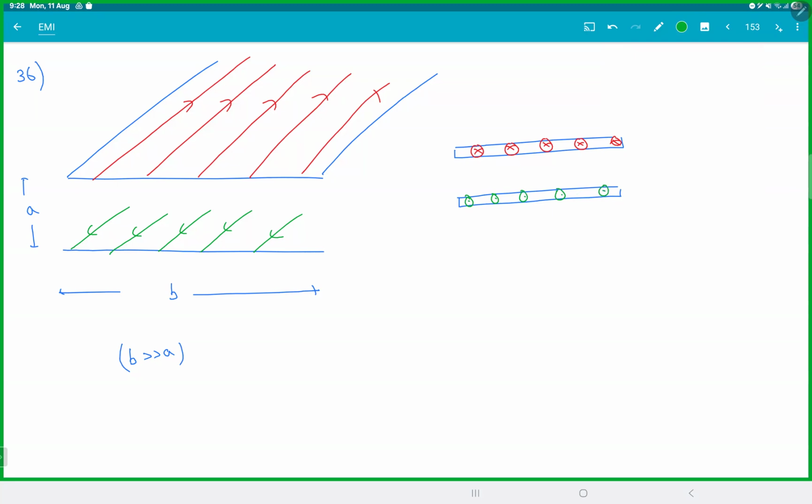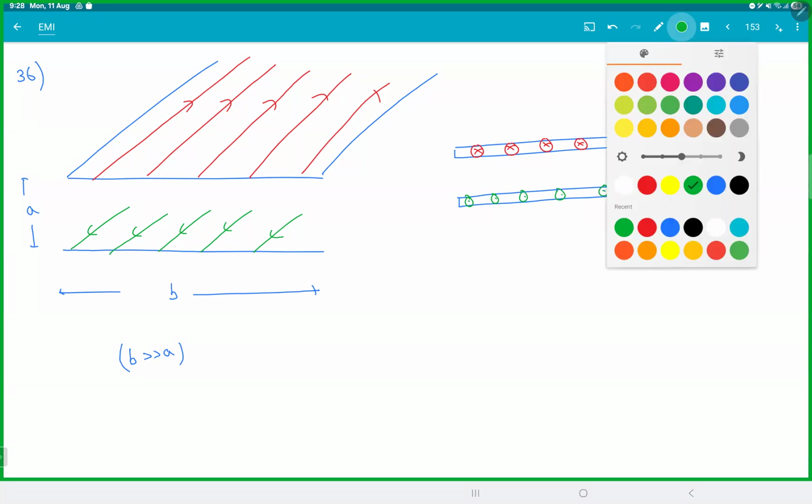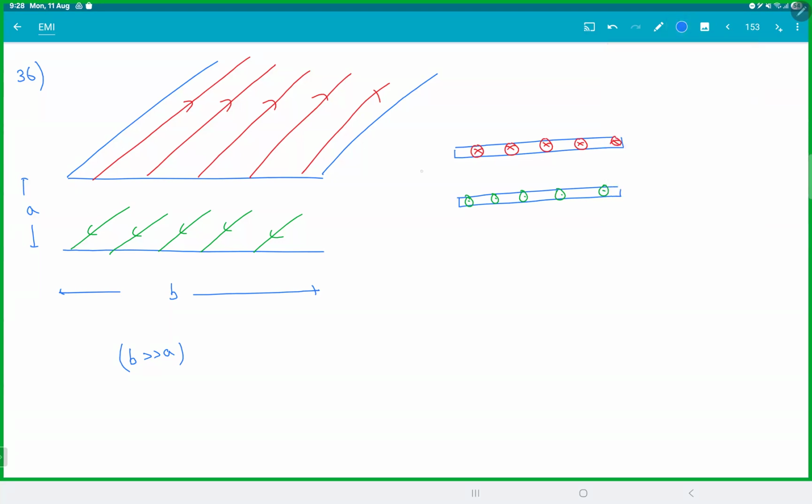All these questions will ask per unit length because if you take an infinite length, you get infinite energy. So A is the distance between them, B is the width. Everyone remembers the formula for the magnetic field of an infinite sheet? Mu naught K by 2, right? Let's get this.